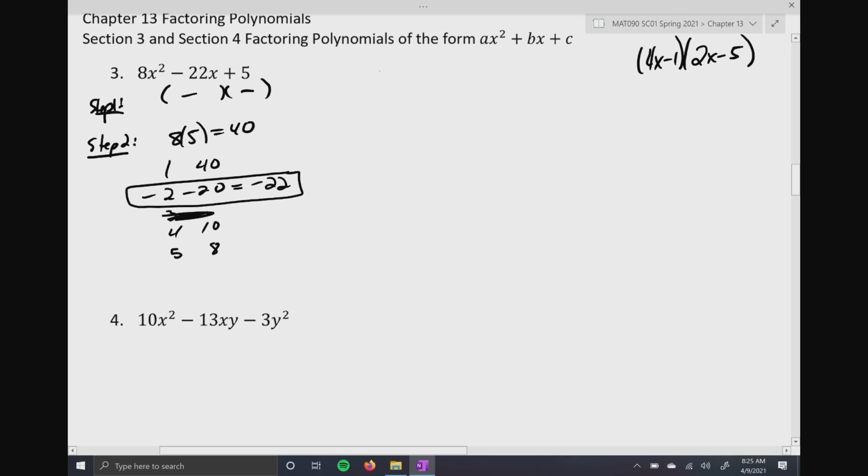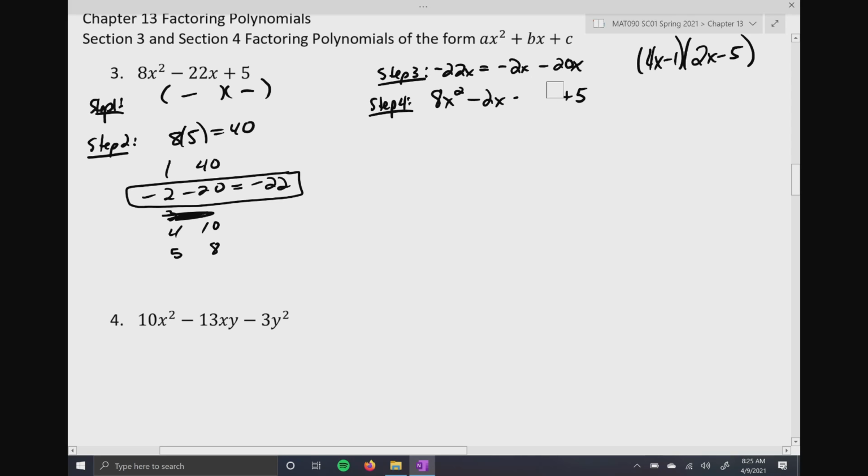So step 3. We're going to take negative 22x, and we're going to rewrite it as negative 2x minus 22. Step 4. Let's rewrite the polynomial using our new middle term. So we get 8x squared minus 2x minus 22x. Sorry, wrong number. I wrote minus 22x. It should have been minus 20x.